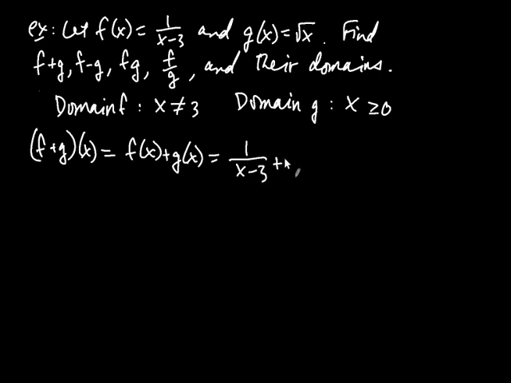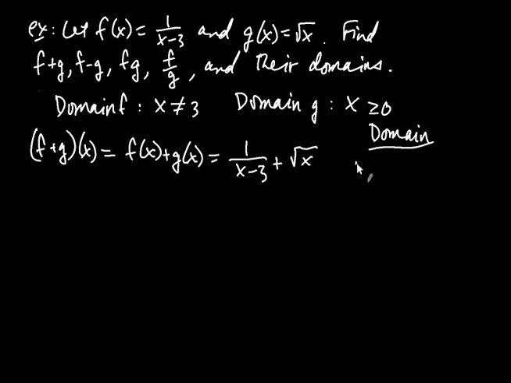And we're going to add that to g of x. And what's g of x? Well, it's the square root of x. And what's the domain of this function? That is, where's this function defined, the sum of these two? Well, like we talked about, because we're adding these two, it's the intersection of the two individual domains. So it's the intersection of these two sets. So we want both conditions to be satisfied.